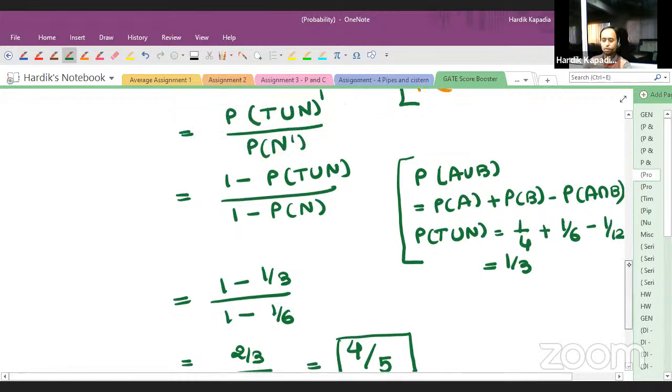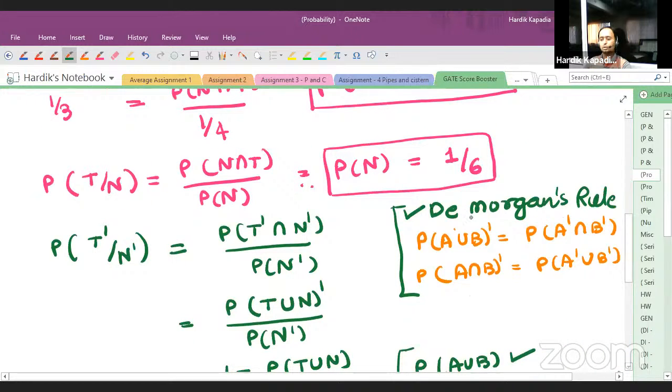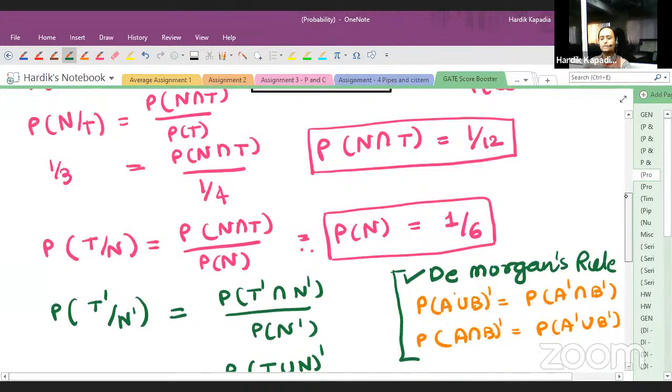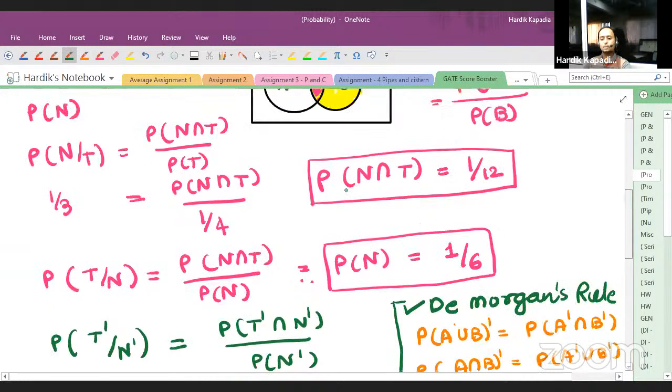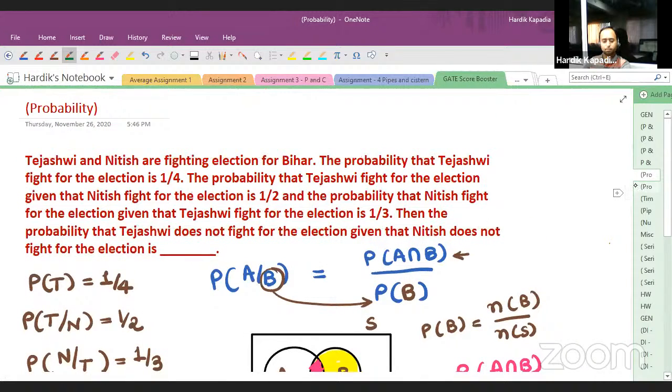Right. So here we have learned one formula, probability of A union B, De Morgan's rule, and the basics of conditional probability. Okay, now we'll move on to the next question.